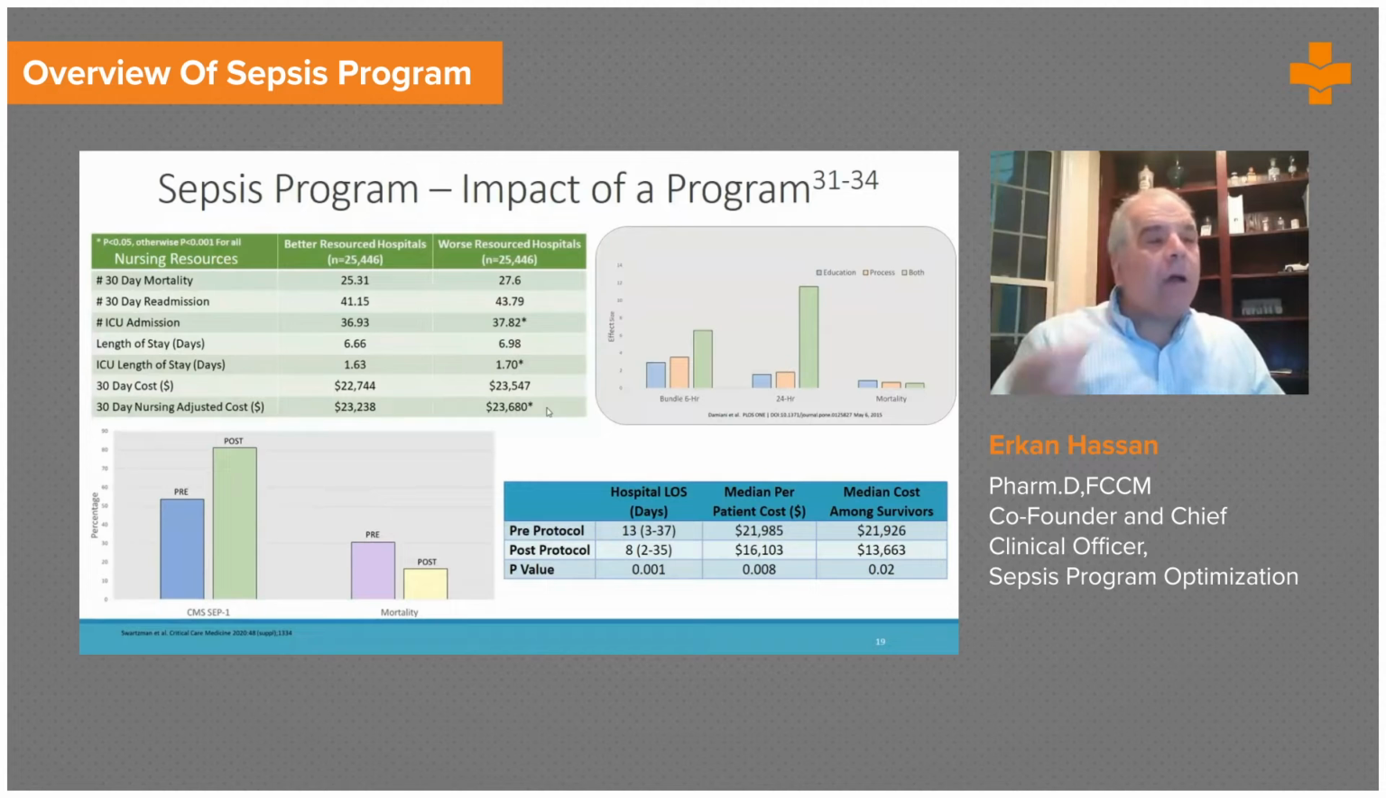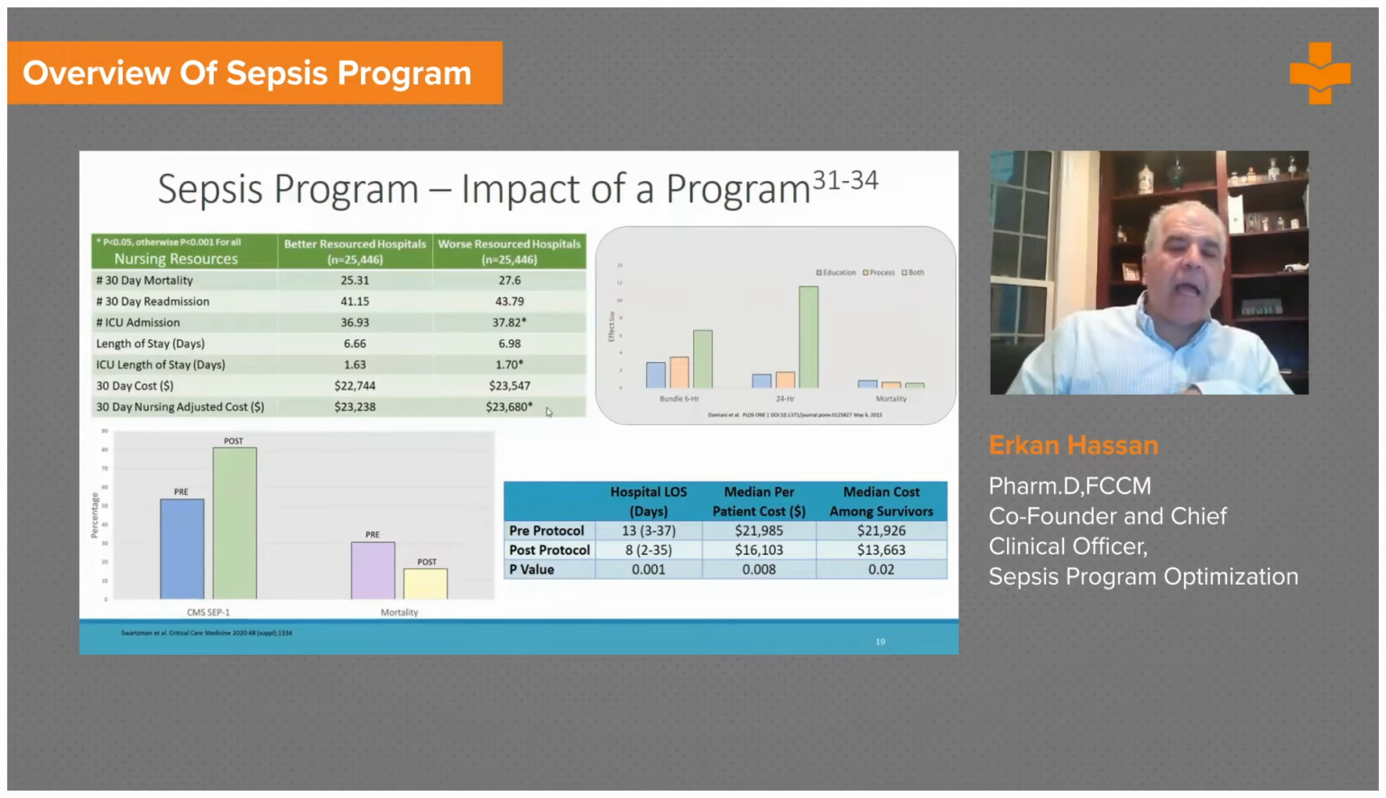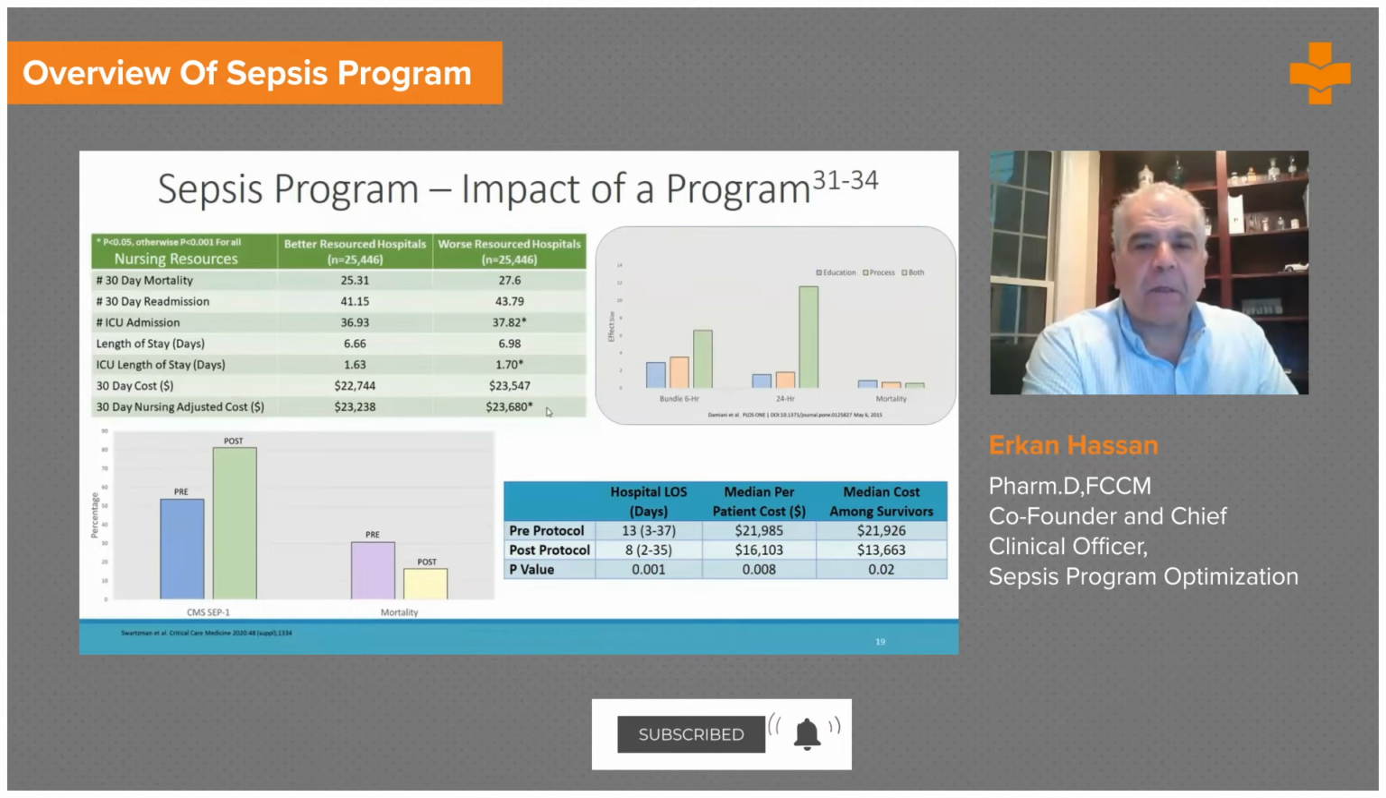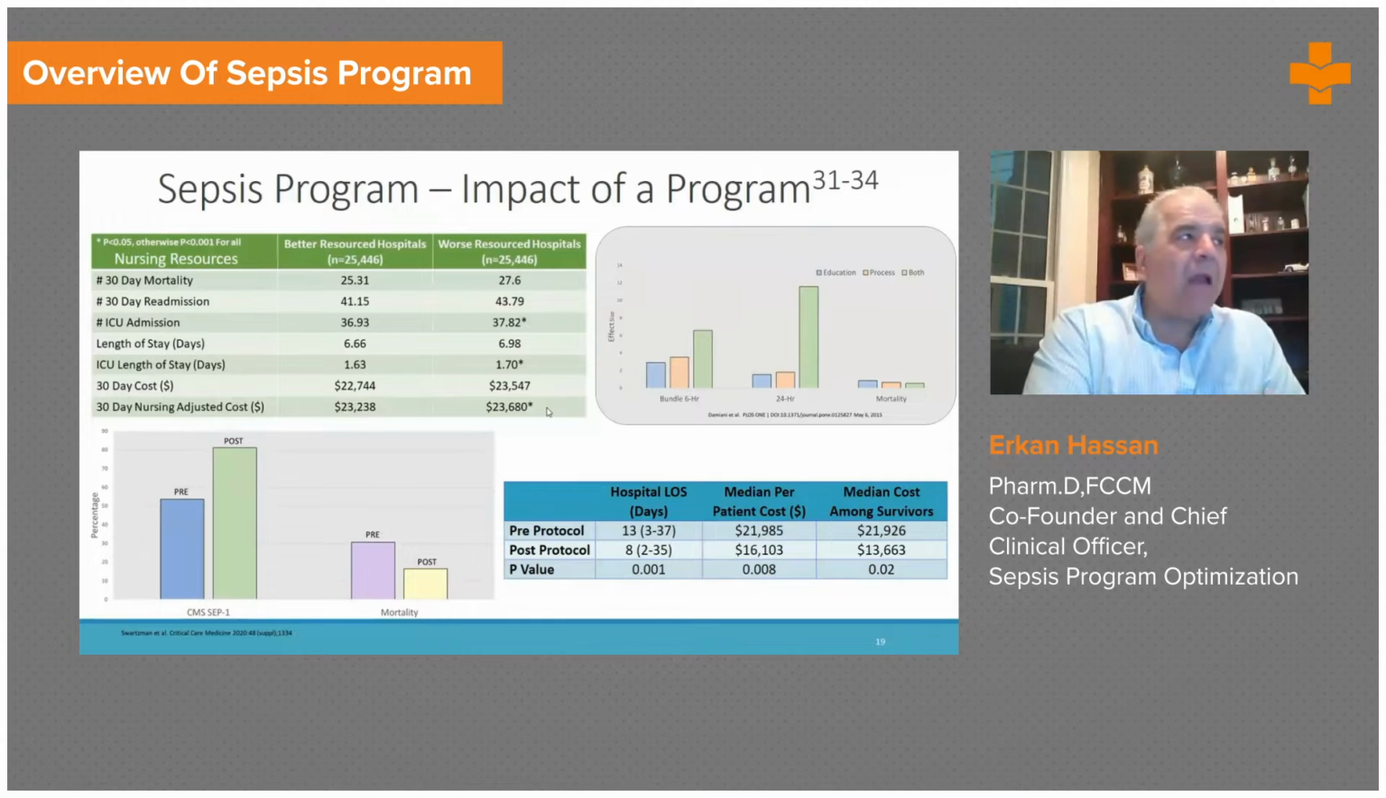Now, let's talk about having a program, how do I really build a program, and does it matter? There are 4 different things on these slides that I'll talk about. The top left, the green table, was a study that looked at basically 50,000 patients. It split the hospitals between better nursing resourced hospitals and hospitals with a worse level of nursing care.